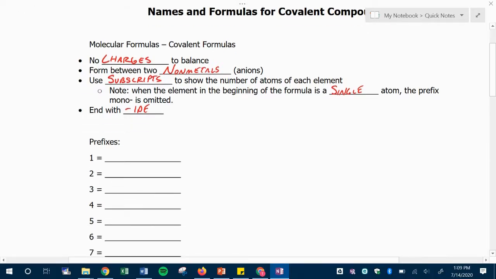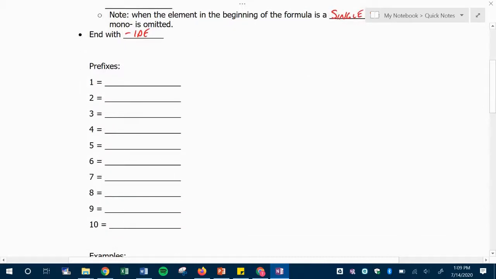Let's talk about our prefixes here. We have 10 of them that you need to worry about. The first one is mono, like the phrase mano y mano, it's like one-on-one. Remember, we're going to label this second element only. After that, 2 is di, 3 is tri, 4 is tetra, 5 is penta. So hopefully you're starting to catch on.